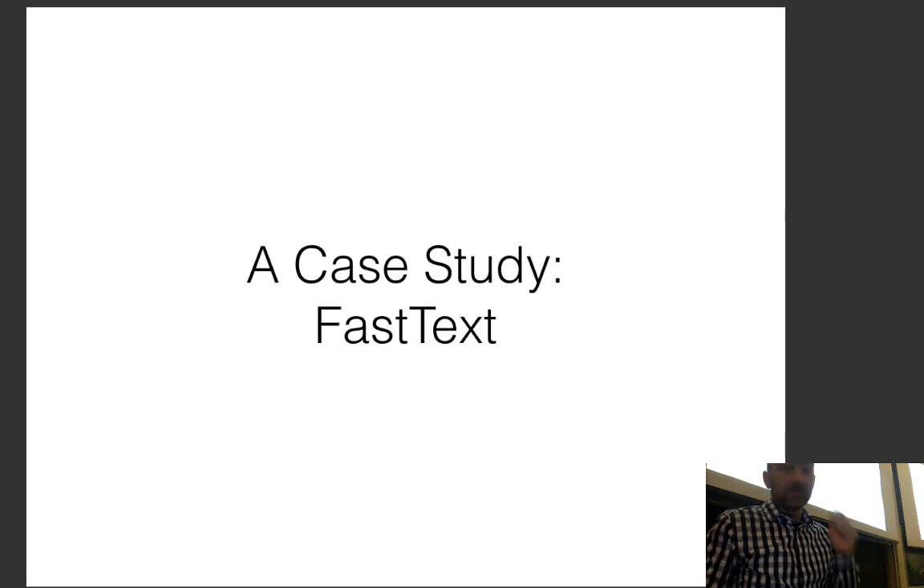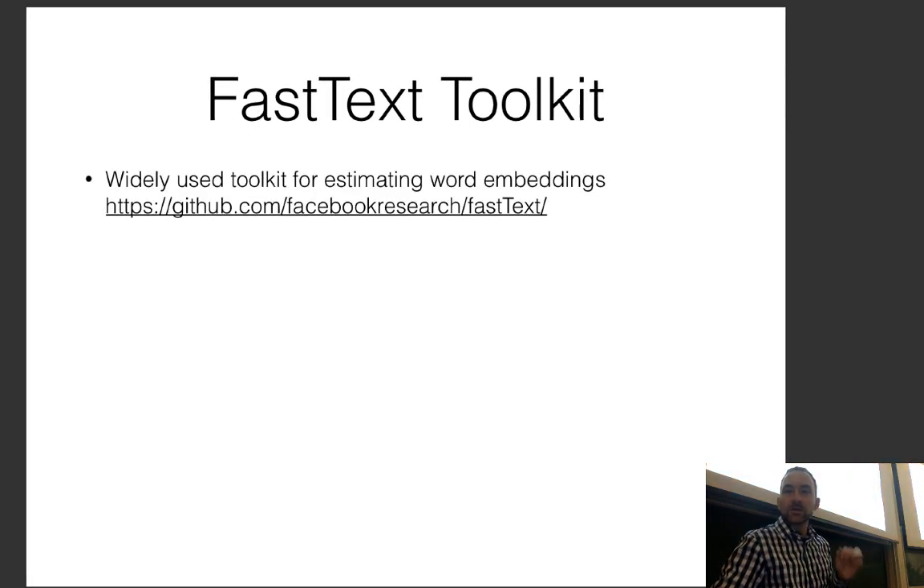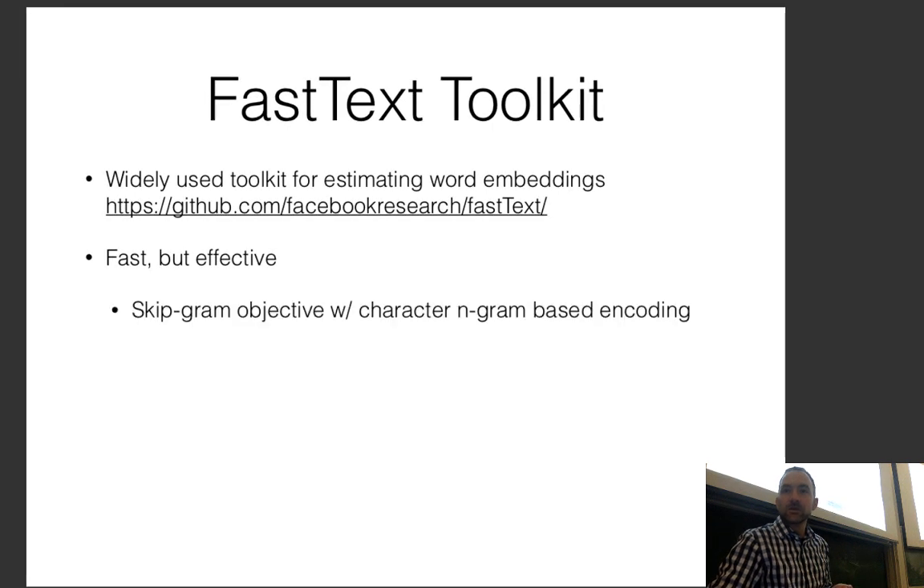So finally, sorry, I'm a little bit over time, but I'd like to talk about a case study, the fastText toolkit. This is a widely used toolkit, maybe the most widely used toolkit here. How does that map into the things that I have talked about in this class? It's a toolkit in C++. It's fast and effective. It uses the skipgram objective with a character n-gram-based encoding method, like I talked about in the subword encodings. This is the base model.